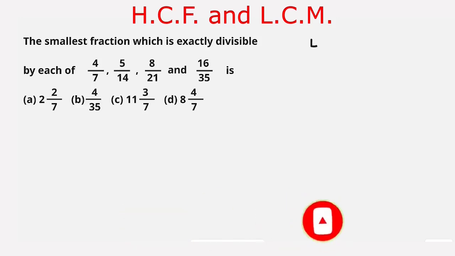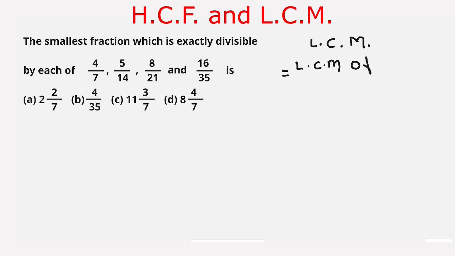In this question, we have just to find the LCM of given fractions, and that will be the smallest fraction which will be divisible by all the given fractions. And the formula for LCM of fractional numbers is LCM equal to LCM of numerator, I am writing n for numerator, upon H.C.F of denominator, I am writing d for denominator.